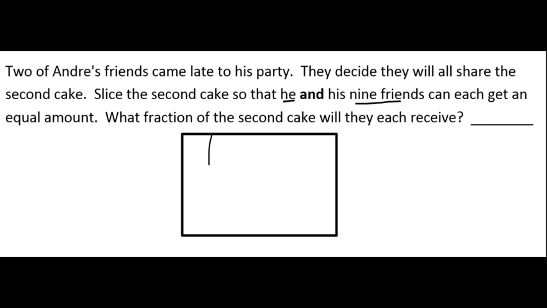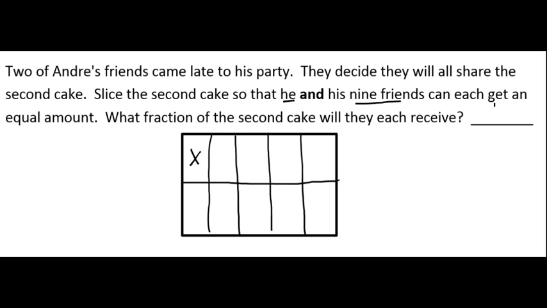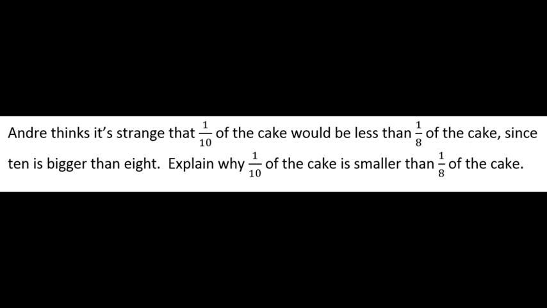I'm going to start by dividing it into fifths. And then if I just draw a horizontal line across the cake, I have my 10 pieces. Each person will receive 1/10 of the cake, 1 out of the 10 pieces that make up the whole.